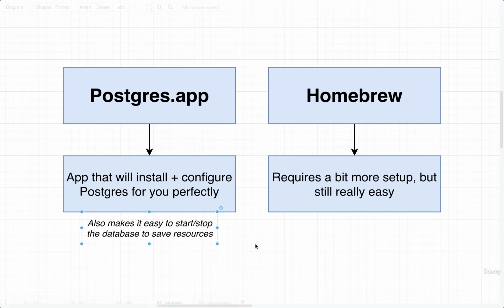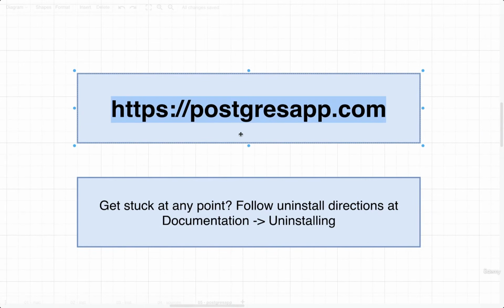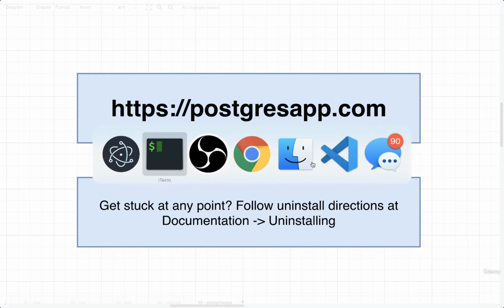time on your computer. To install Postgres using this desktop application, we're going to open up a new browser tab and go to that address right there. Quick note, if you ever get stuck in the coming videos as we're using Postgres on your machine and you can't quite figure things out, you can always reinstall Postgres. And you can reinstall it by following the uninstall directions at the postgresapp.com website. You'll just take a look at the documentation section and find the link in there about uninstalling. Okay, so I'm going to go to this page.